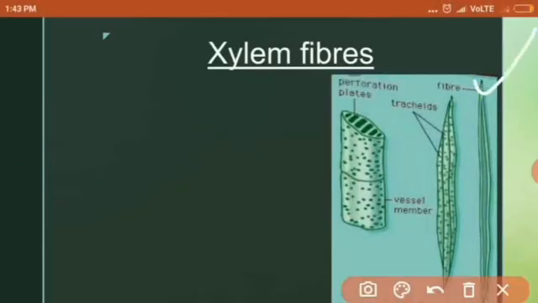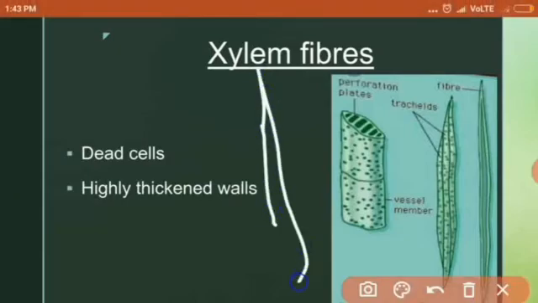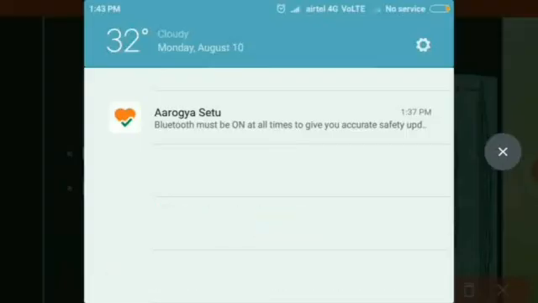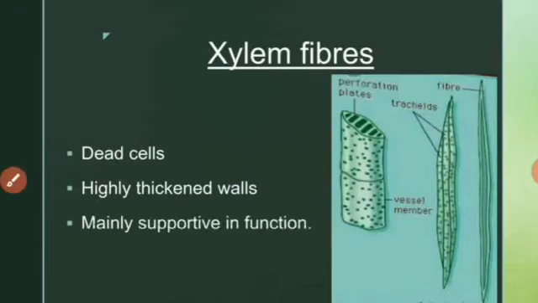Here you can see xylem fibers. Xylem fibers are also made up of dead cells. In xylem fibers, the cell walls are highly thickened. The cell walls in xylem fibers are so much thickened that there is no space left in between. Just like in xylem vessels, there is a space here, okay, and that space is not there in xylem fibers. Therefore, it does not transport water and minerals, but it gives support to the plant. Its main role is giving mechanical support.